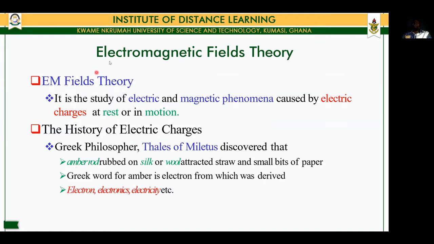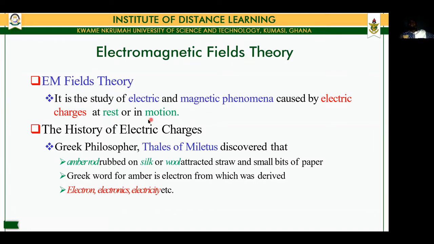So as we have electro and magnetic, we know the phenomena that create these fields are electric phenomenon and magnetic phenomenon. And it is called electromagnetic because the electric and the magnetic field coexist. They are generated and they coexist together. So you have the electric field coupled with the magnetic field, and that is why we have the electromagnetic field. The study of this field is called electromagnetic field theory.